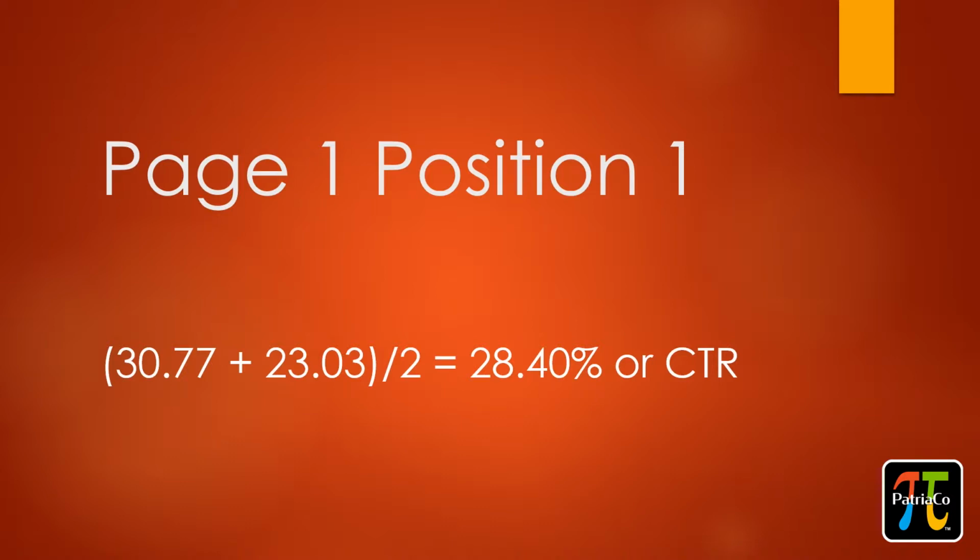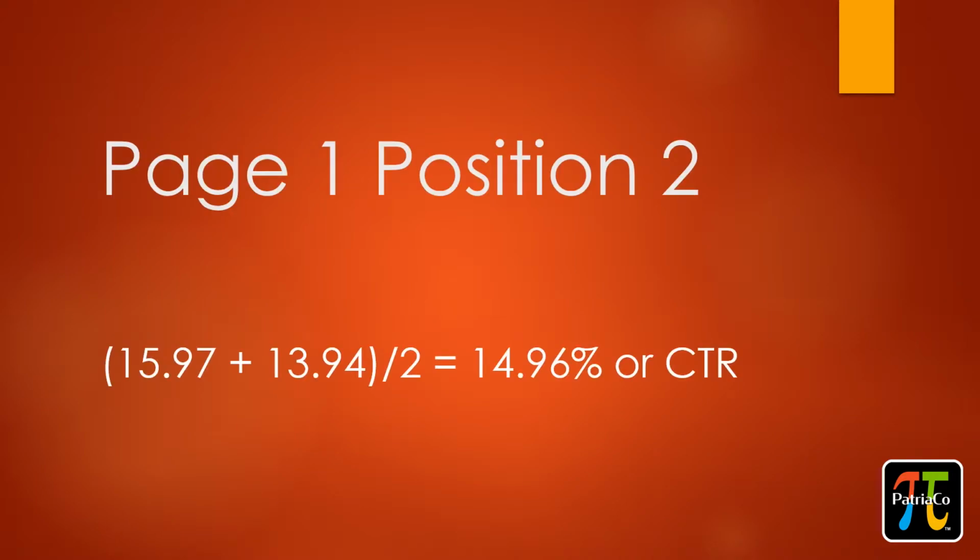They're going to check that one out first. But what about position 2? Well, that was 15.97 on desktop, 13.94 on mobile. We add those together, divide by 2, and we come up with 14.96%, literally almost half. So being in position 1 is an enormously huge advantage and completely worth the time and effort that it takes to gain that position. And I'm going to show you why.